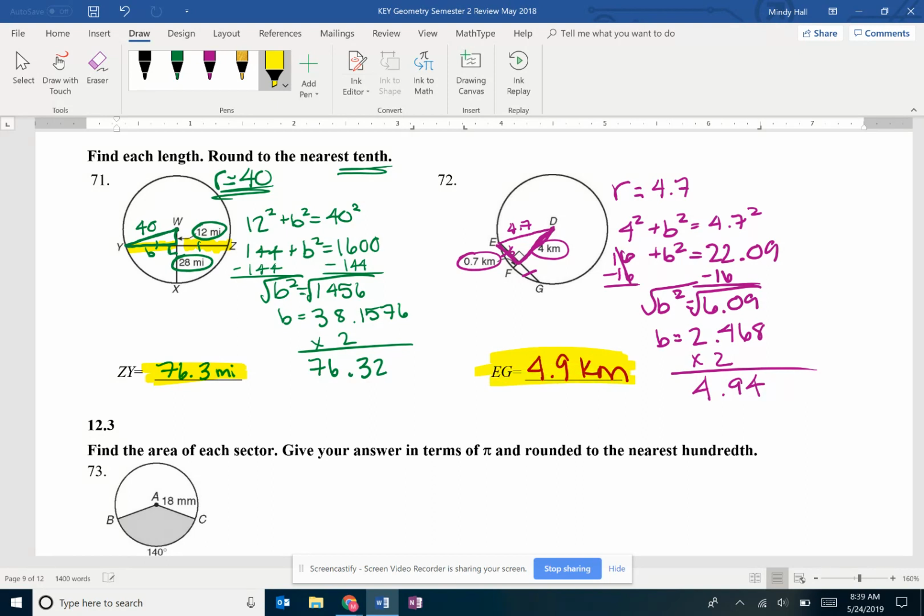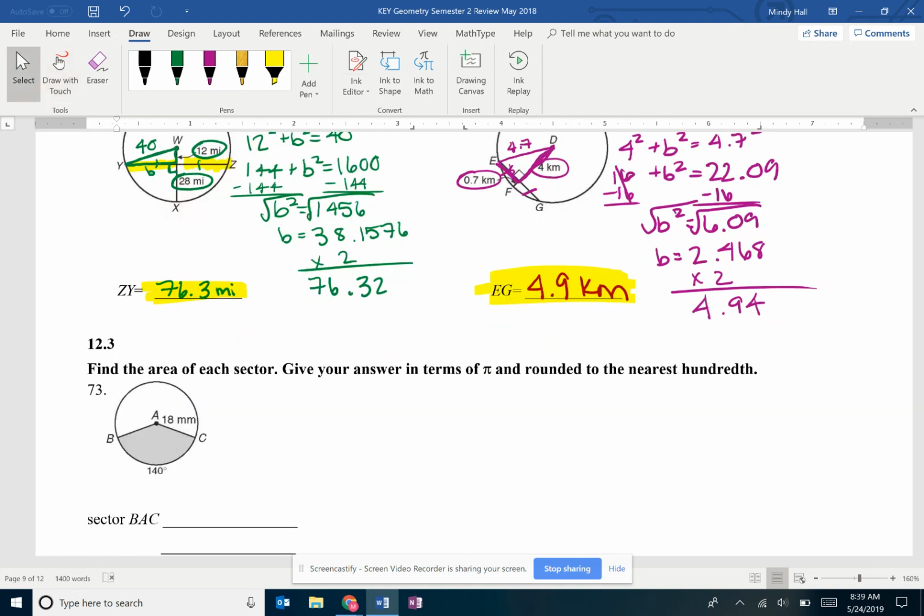All right, so for 73, usually with my finger it doesn't keep drawing. Okay, special technology.